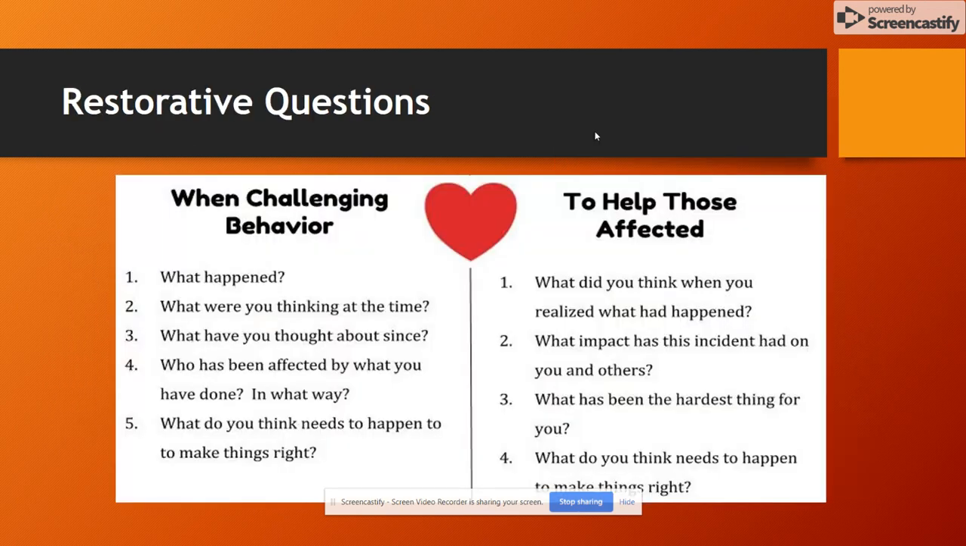Asking restorative questions. Most of us are doing this all the time, but it can be helpful to know that the processing you are doing with students is an important part of Tier 1 interventions. Questions like, what happened? What were you thinking? How did this make people feel? Who else has been affected? What should we do to put things right? How can we do things differently in the future?